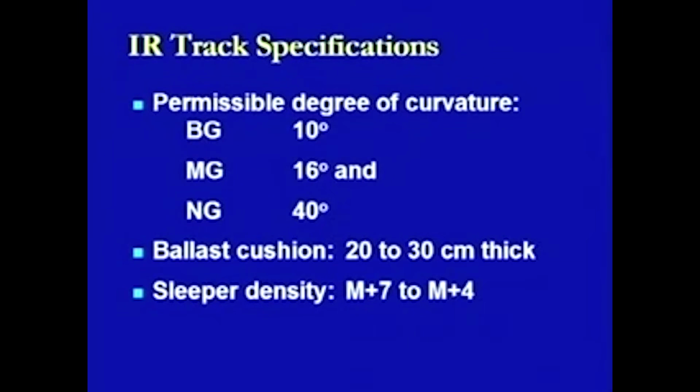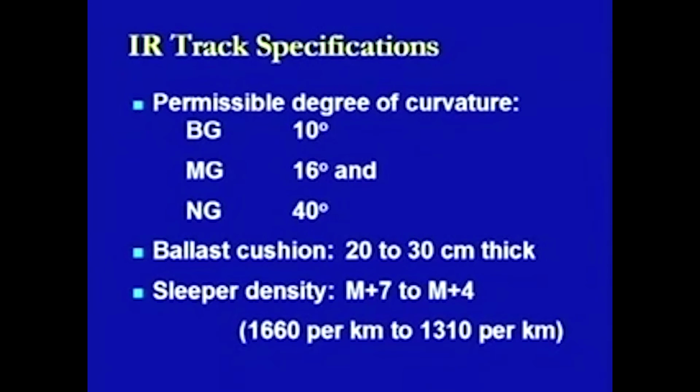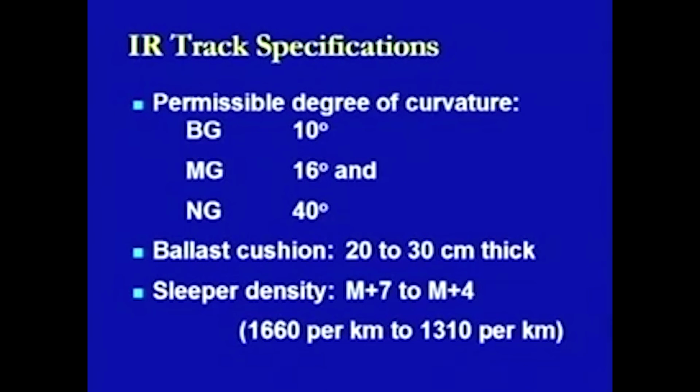The sleeper density here is being defined in another notation, that is M plus 7 to M plus 4, though it is also being defined in terms of the similar notations which we have discussed previously under the categories of broad gauge track classifications, moving from category A to category E. In that categorization, we have seen that the value of the sleeper density was changing from 1310 per kilometer to 1660 per kilometer, with the intermediate value of 1540 per kilometer.